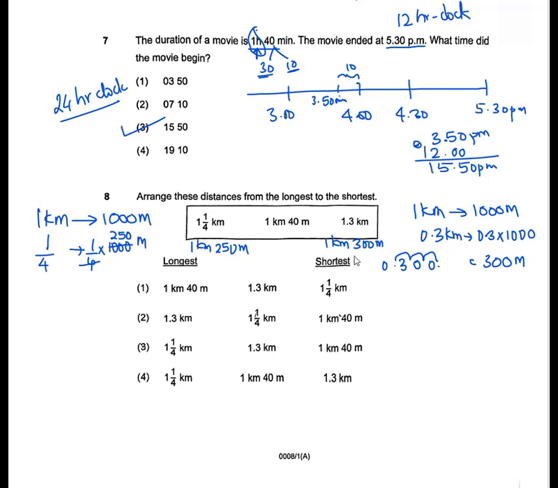So the longest is 1 kilometer, 300 meters, which is 1.3 kilometers. Look at the options all here. This is the only option that has that as the option there. And again, the second option is 1 kilometer, 250 meters, which is 1 by 4 kilometers. So that is given as the second option here, and followed by 1 kilometer, 40 meters. That is the third option here. So this is the right choice.